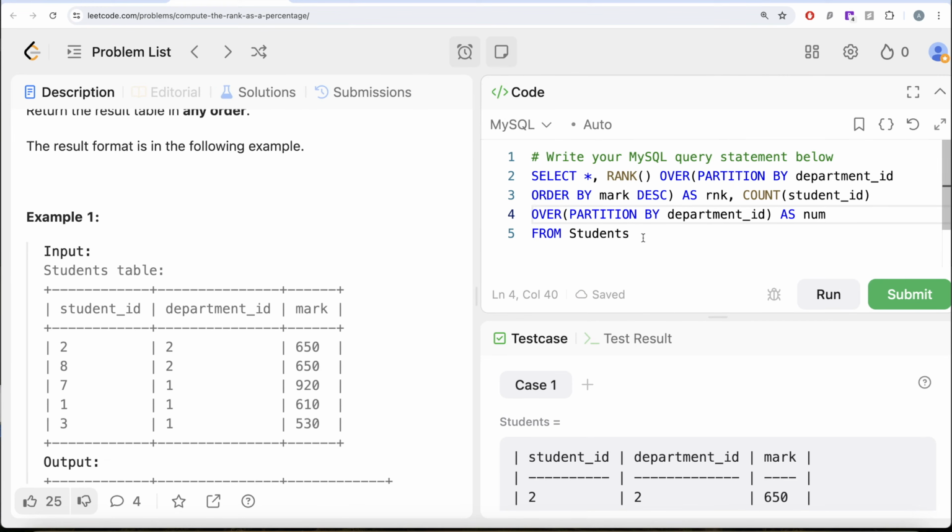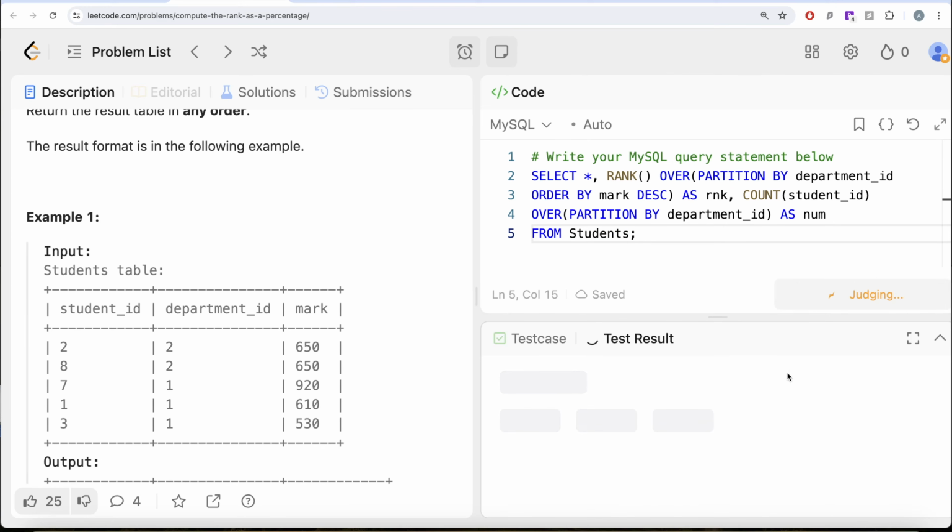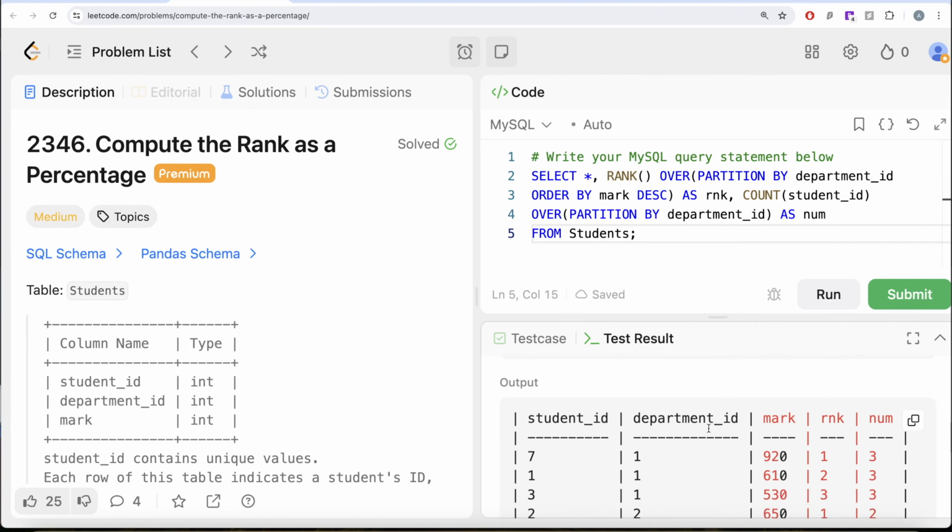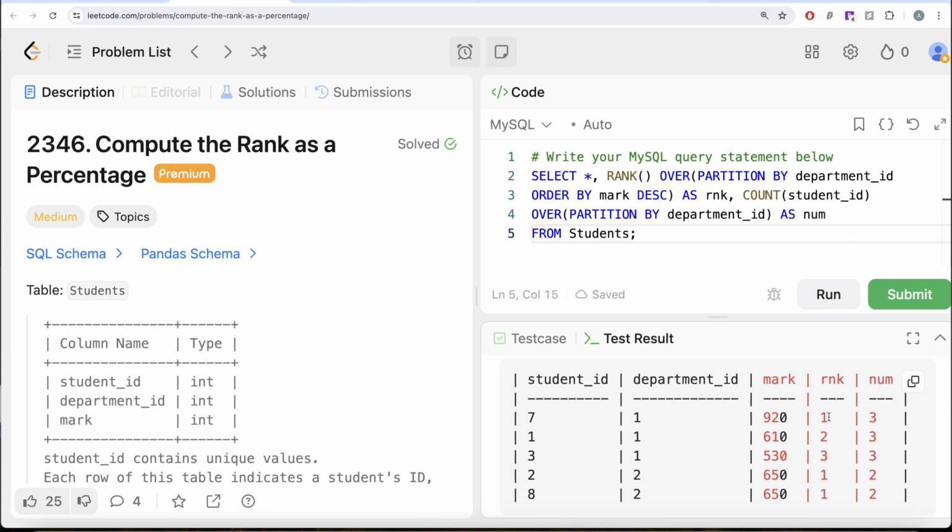Okay, now let me go ahead and run this. Let's see if the two columns have been added correctly. So now if you look at it, this person is rank 1, 2, and 3 in department ID 1, and then there are 3 people in department ID 1, right? Similarly, you have it for department ID 2.